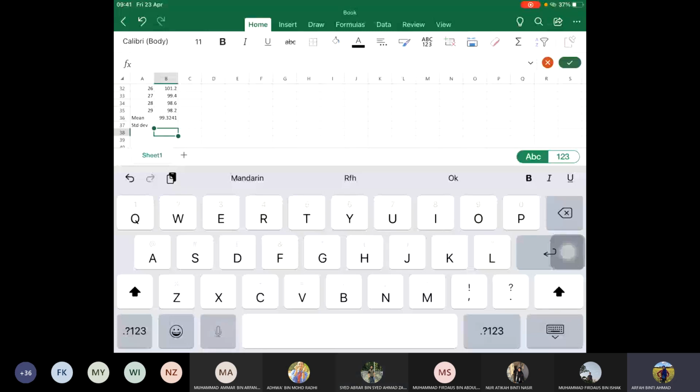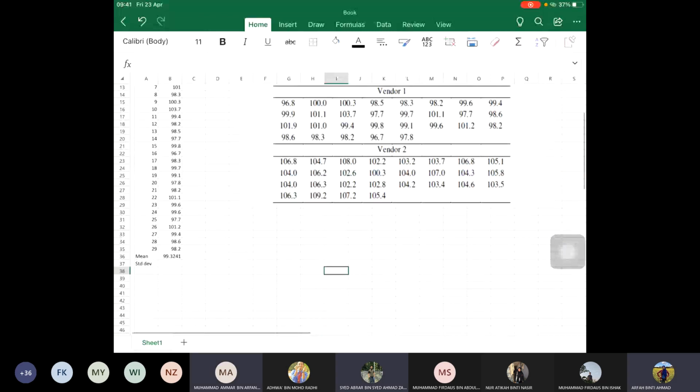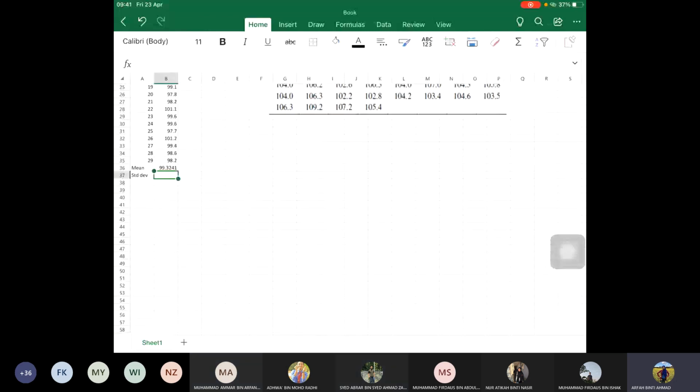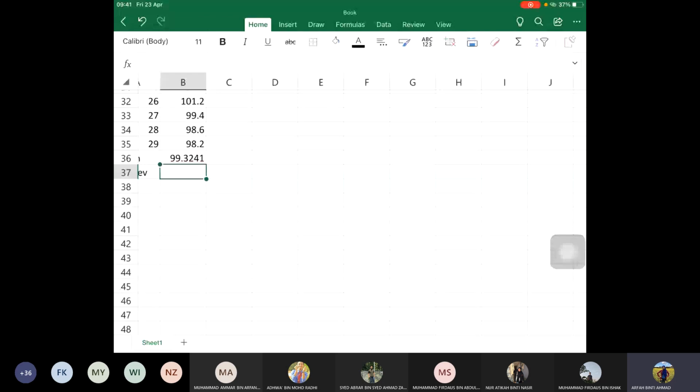Okay, dapat standard deviation berapa? Yang ini nak ambil mana? Sample ke population? Tekan sama dengan. Population? Sample. Sebab ini sample. Sample because this one is sample data.